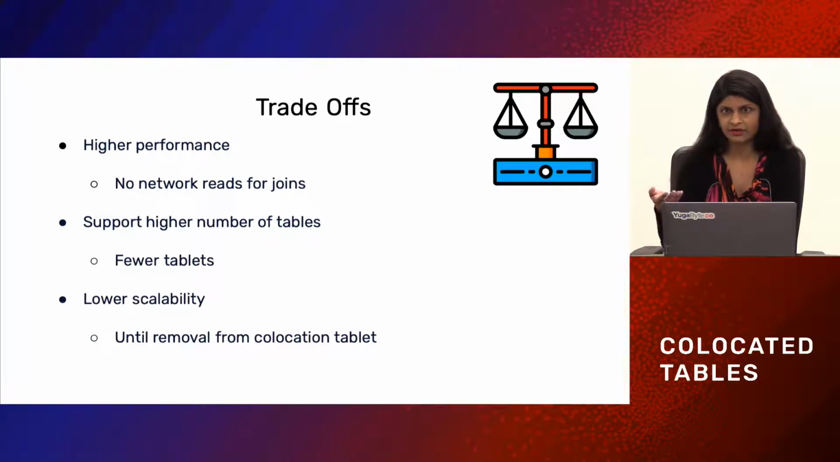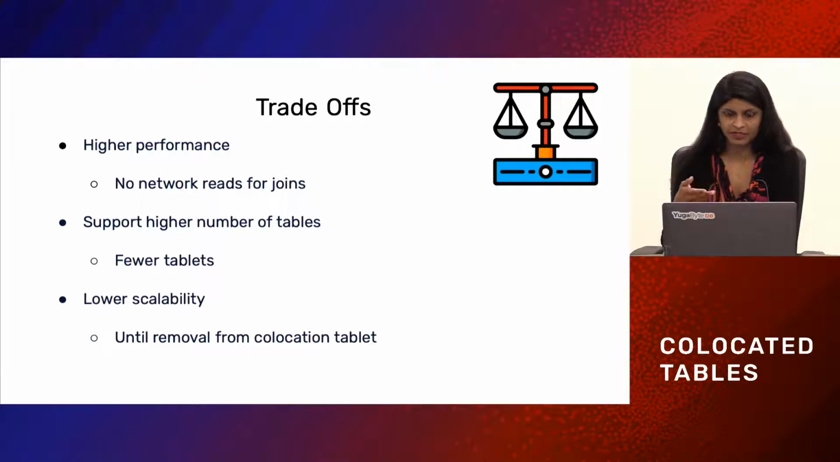Obviously, there are some trade-offs. So co-location gives you very high performance because now all of your data is stored on a single tablet. So you don't incur any network reads when you're doing joins or if you're doing index lookups, because everything is co-located on the same shard.